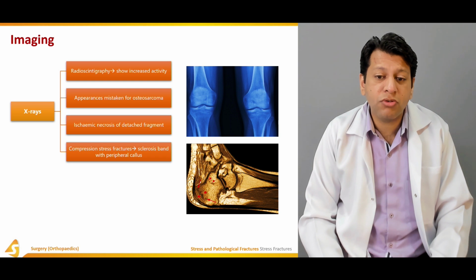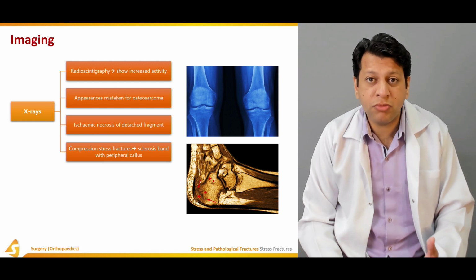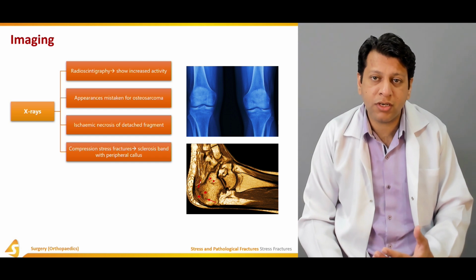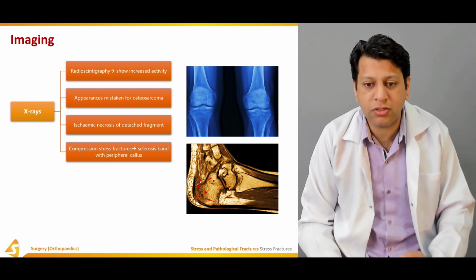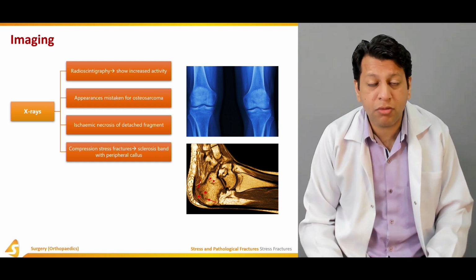Compression stress fractures usually show a sclerosis band with peripheral callus. When you are viewing a callus which has already formed, retrospectively we can conclude that there was probably a fracture present at that time, which is now in the healing process. So that means if the X-ray was done initially, it would typically be normal.